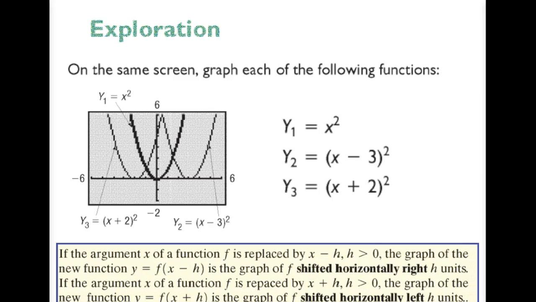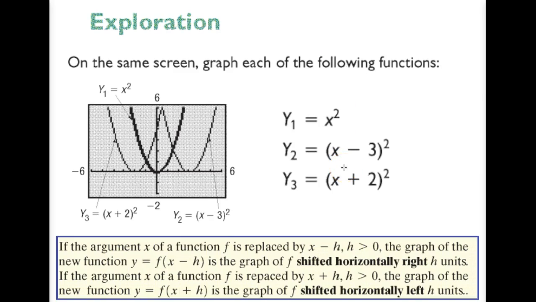So again, if we wanted to see horizontal shift in our calculator, we have base function x squared, and then we have (x - 3) quantity squared, which is shifting the x squared graph to the right 3 units. And then we would have (x + 2) quantity squared, which would mean we are shifting the graph to the left 2 units as well.